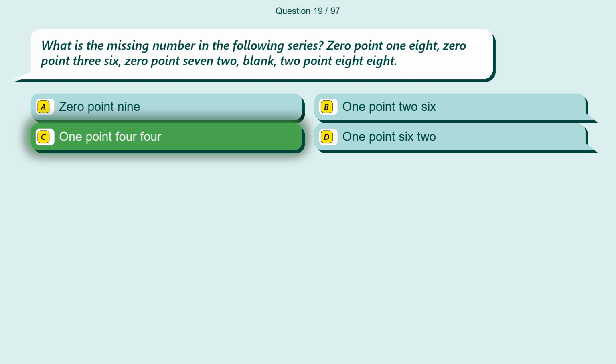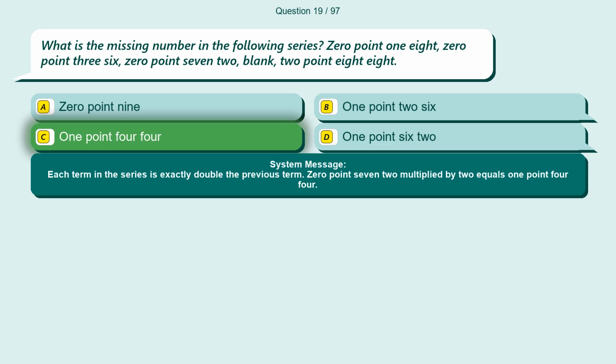The correct answer is option C, 1.44. Each term in the series is exactly double the previous term. 0.72 multiplied by 2 equals 1.44.